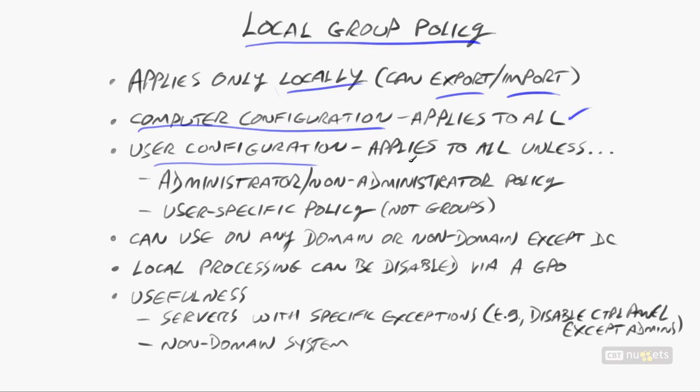Now this is also going to apply to everyone unless one of these conditions is true. You can set up local group policy so that it only applies to the members of the local administrators security group, or non-administrators. So you can specify whether or not they're a member of that group. If they're a member of the administrators, then you can have it apply one way. If they're not a member of administrators, then you can have it apply a different way.